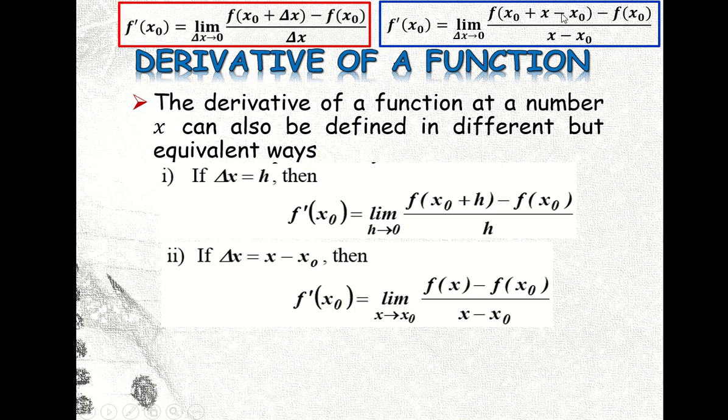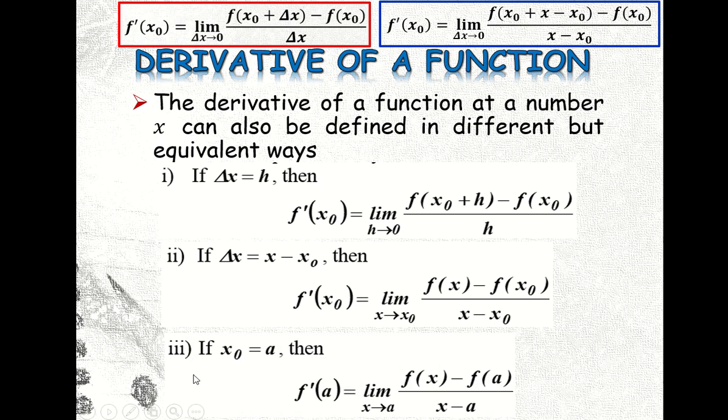So we have here x sub 0 positive, then we have negative x sub 0. Combining them, what is left? Only x. That's why we have only f sub x here. Then just retain it, you just copy it. At the denominator, instead of delta x, we change delta x to x minus x sub 0. So that's why we have x minus x sub 0.